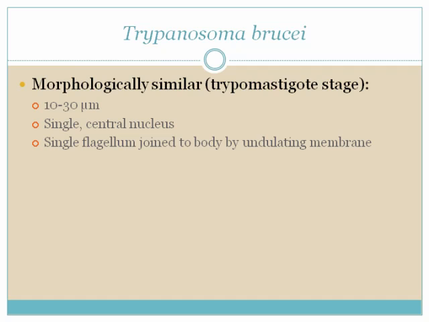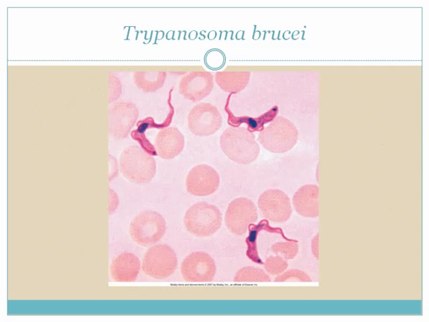Trypanosoma brucei, morphologically similar. The trypomastigote stage is 10 to 30 micrometers. There's a single central nucleus and a single flagellum joined to the body by an undulating membrane. Trypanosoma brucei rhodesiense and gambiense are morphologically indistinguishable.